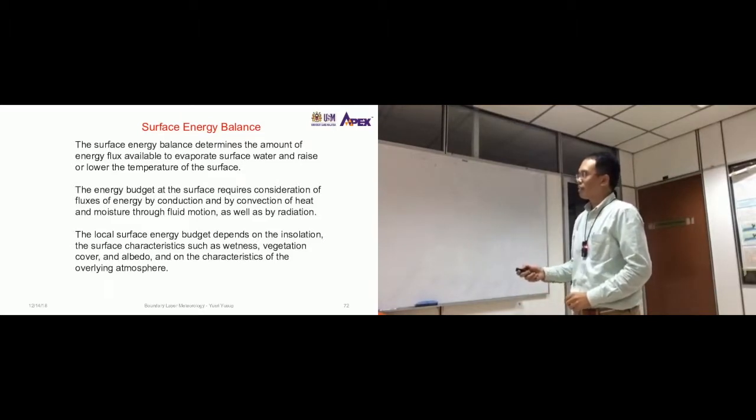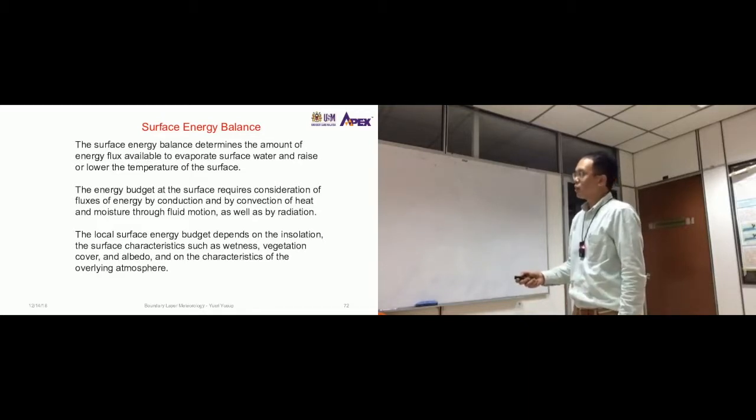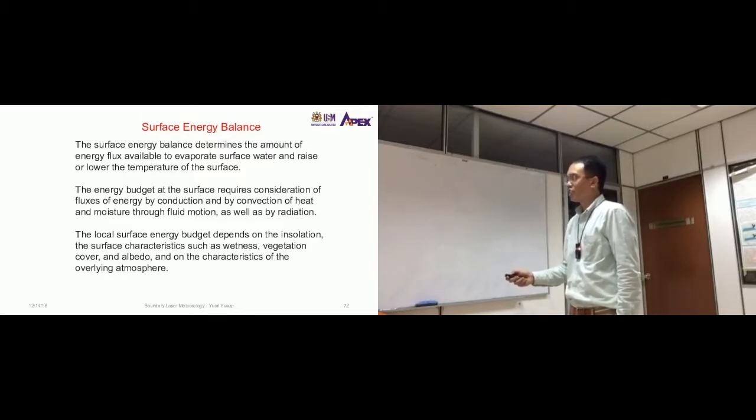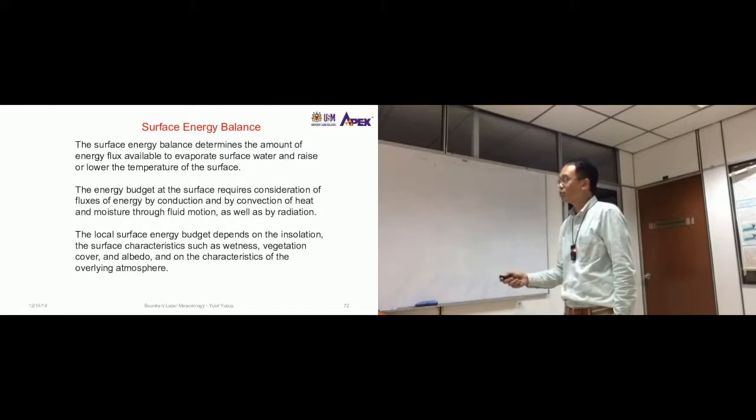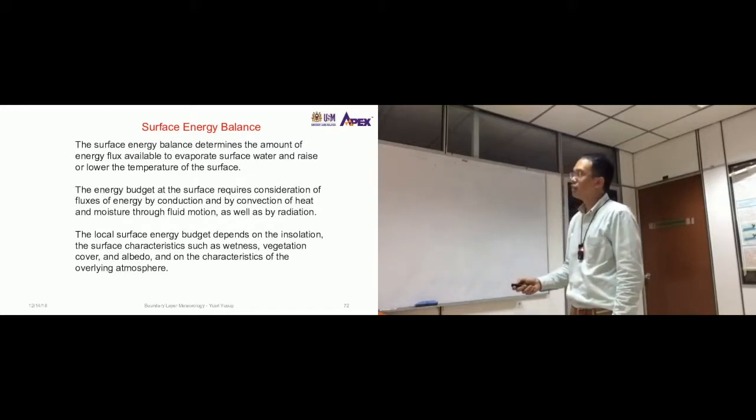Now, the energy budget at the surface requires consideration of fluxes of energy by conduction and by convection, of heat and moisture through fluid motion, as well as radiation. Means from the sun. The local surface energy budget depends on the insolation, or the solar radiation, and the surface characteristics such as how wet it is, how much vegetation there is on the surface, and this relates to how wet it is also, because vegetation releases water vapor.